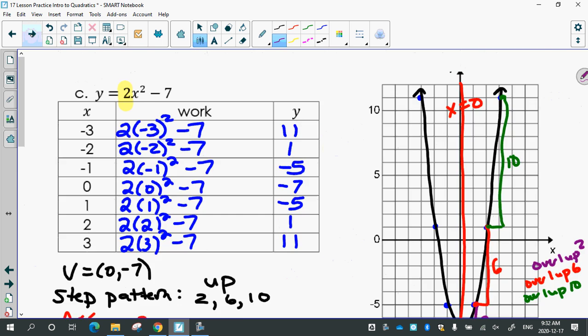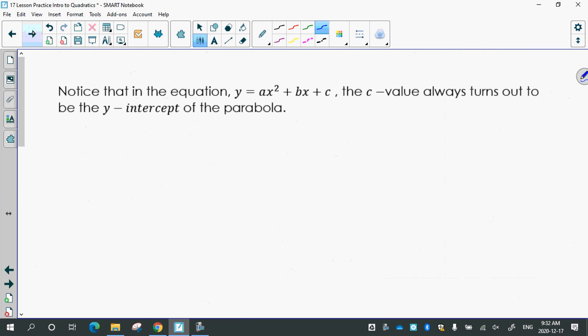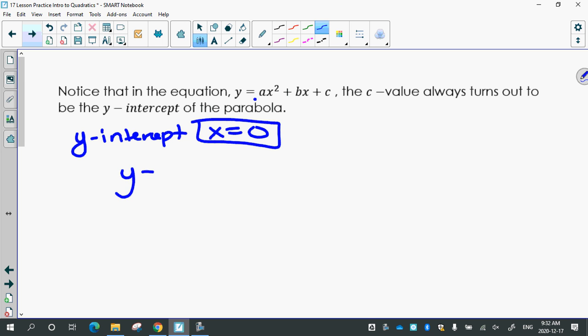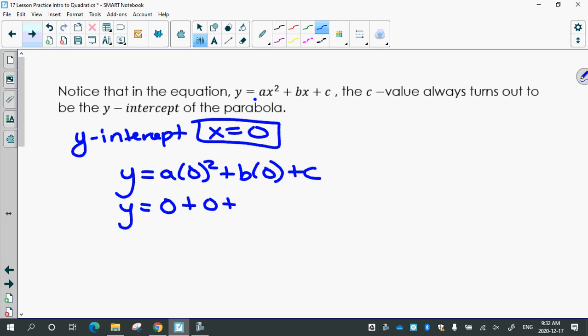Okay, why is that? Well, if you remember back to grade 9, when you find the y-intercept of something, it happens when x equals 0. And if we were to put x equals 0 into this equation, it doesn't matter what a and b are. If you're multiplying them by 0, they're going to become 0. Everyone agree with that? So you're going to end up getting 0 plus 0 plus c, or c. So the y-intercept is always the c value.